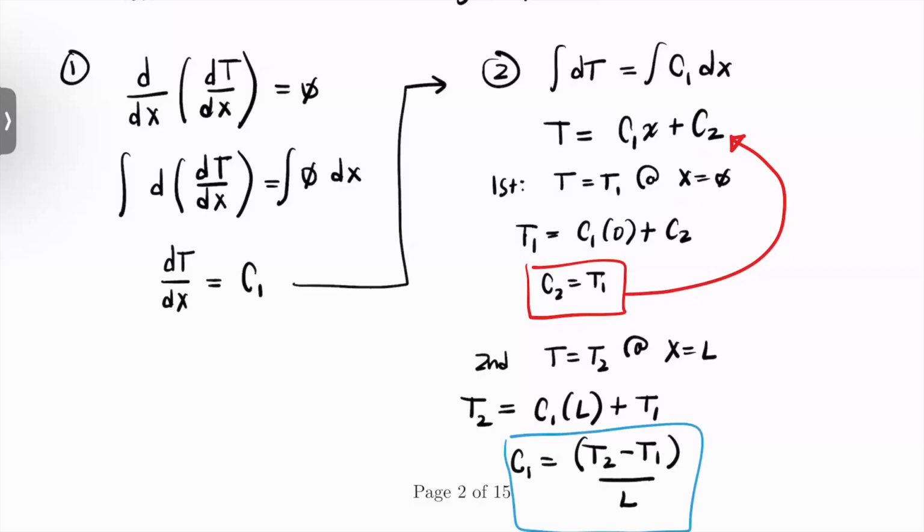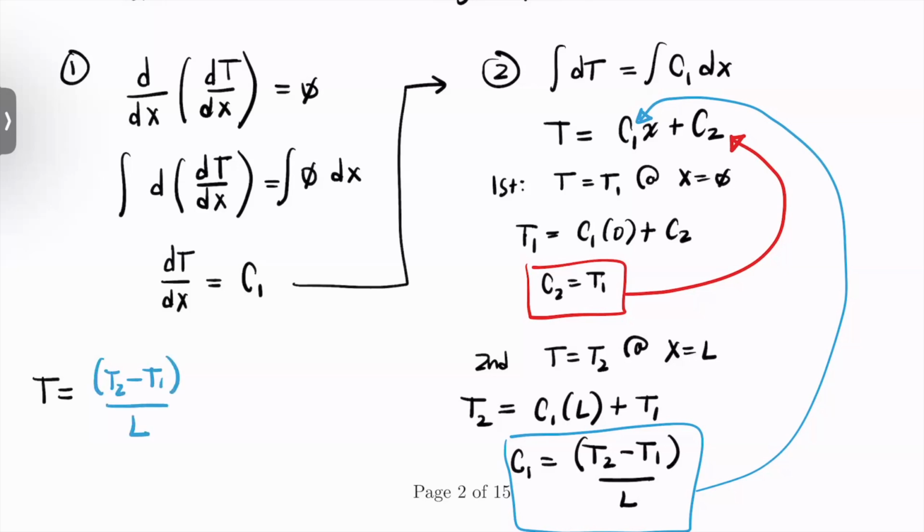All right, so I can put this into here. And then my final solution is temperature is equal to (T2 minus T1) over L times x plus T1.